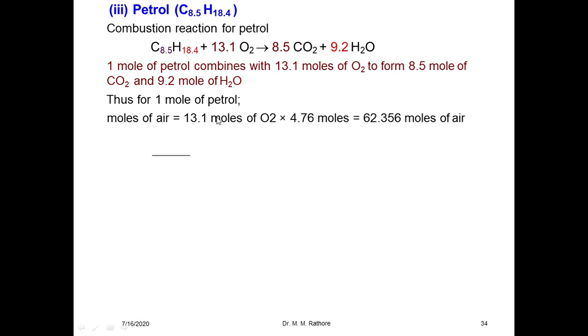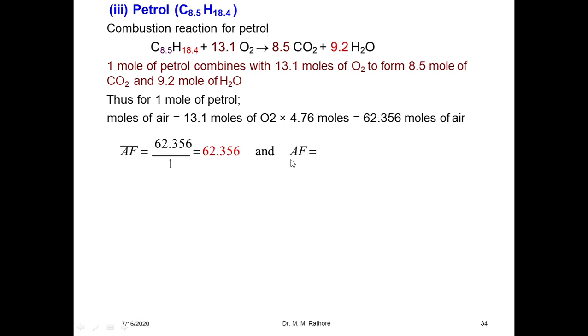Thus 1 mole of petrol requires 13.1 multiplied by 4.76, that is 62.346 moles of air. 1 mole of oxygen means 4.76 moles of air. So I have 13.1 moles of oxygen, then multiplying by 4.76 gives 62.346 moles of air. And on molar basis the air fuel ratio is 62.346 divided by 1, that is the molar air fuel ratio.